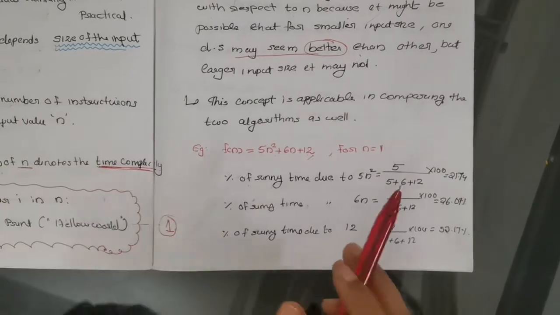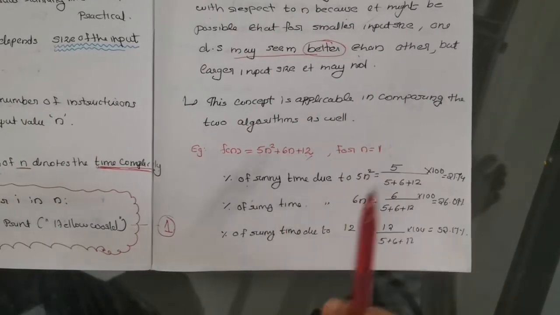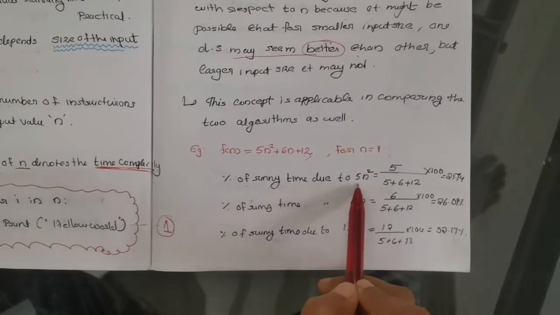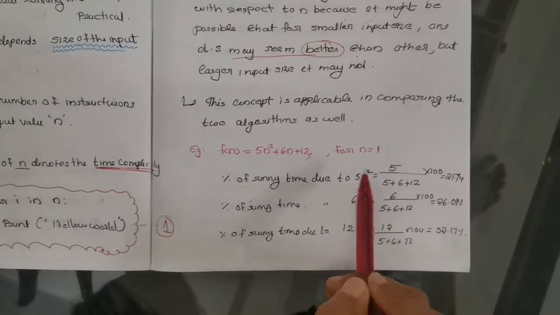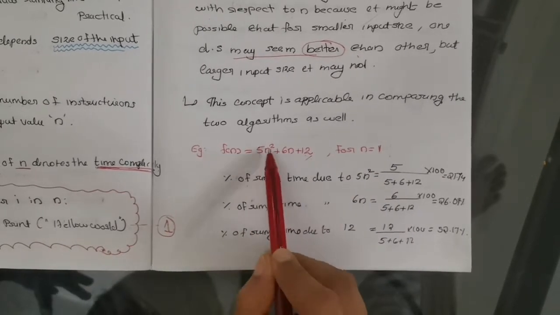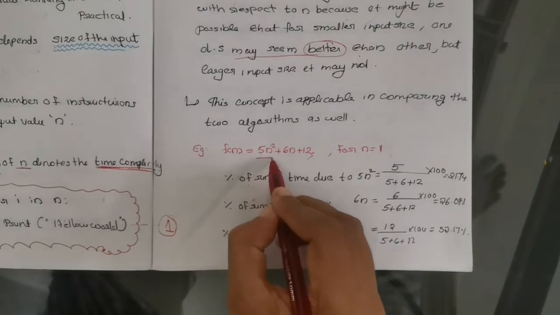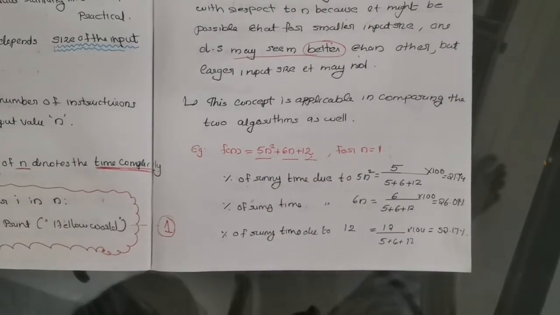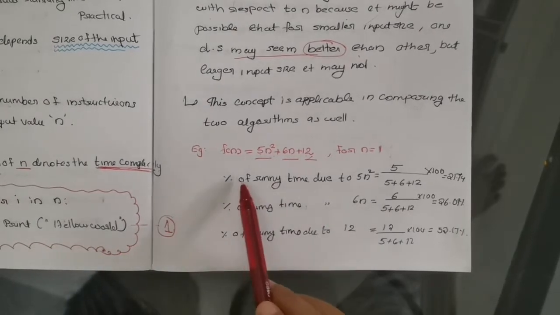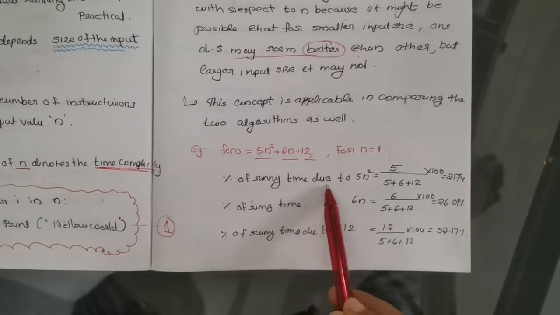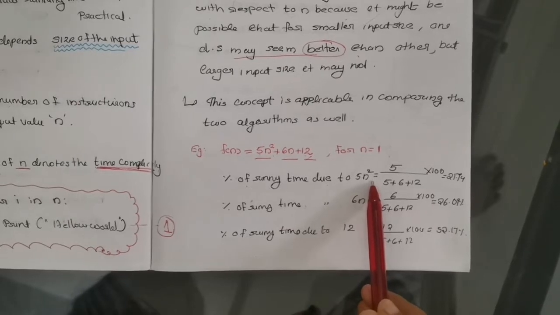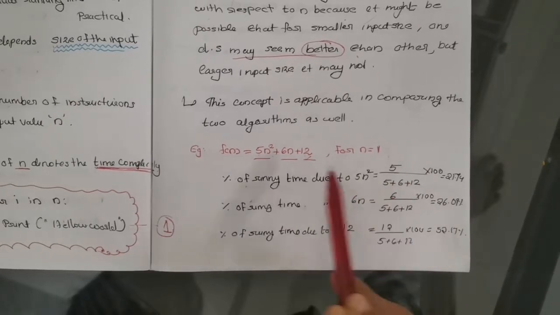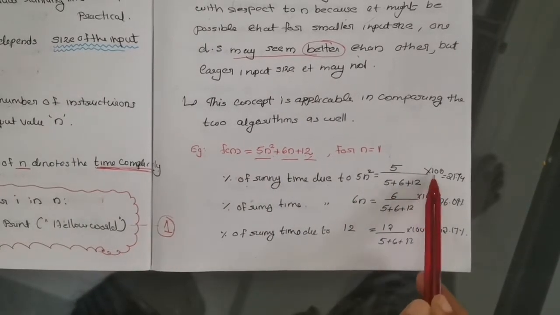So we need to find, for example, with n equal to 1, this is the first thing: the percentage of running time due to 5n square. We need to find how much time each term will take. How much time will this one take, how much this one, how much this one. So this is our question. The first one is the percentage of running time due to the 5n square. So 5 divided by 5 plus 6 plus 12, into 100.